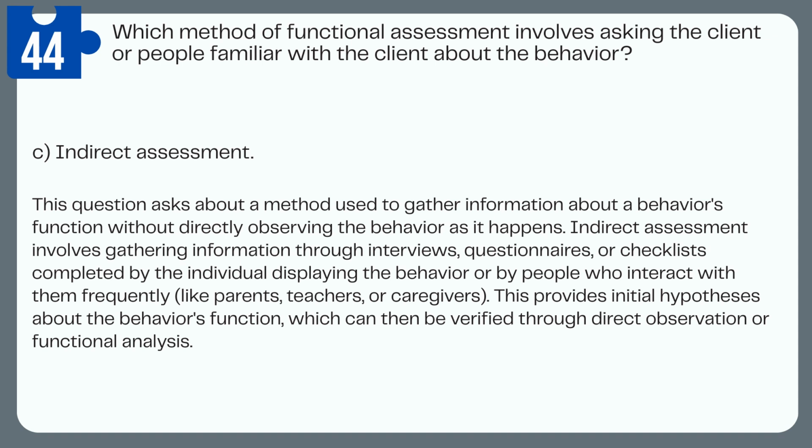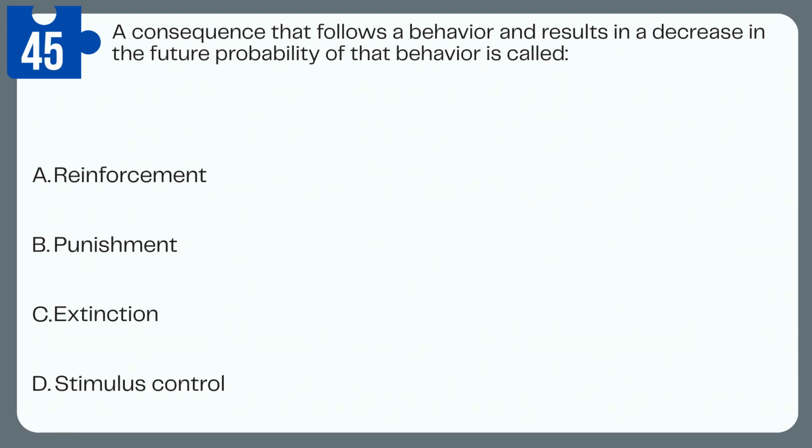Indirect assessment involves gathering information through interviews, questionnaires, or checklists completed by the individual displaying the behavior or by people who interact with them frequently, like parents, teachers, or caregivers. This provides initial hypotheses about the behavior's function, which can then be verified through direct observation or functional analysis. Question 45. A consequence that follows a behavior and results in a decrease in the future probability of that behavior is called A. Reinforcement. B. Punishment. C. Extinction. D. Stimulus control.